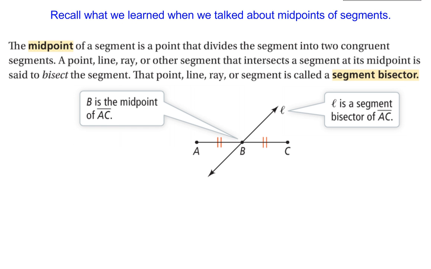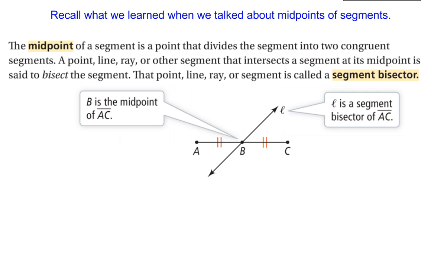One of the things we just learned was the midpoint of a line segment. And the midpoint of a segment is a point that divides the segment into two congruent segments. A point, line, ray, or other segment that intersects a segment at its midpoint is said to bisect the segment. So here I have line L. Line L is a segment bisector because line L bisects segment AC.